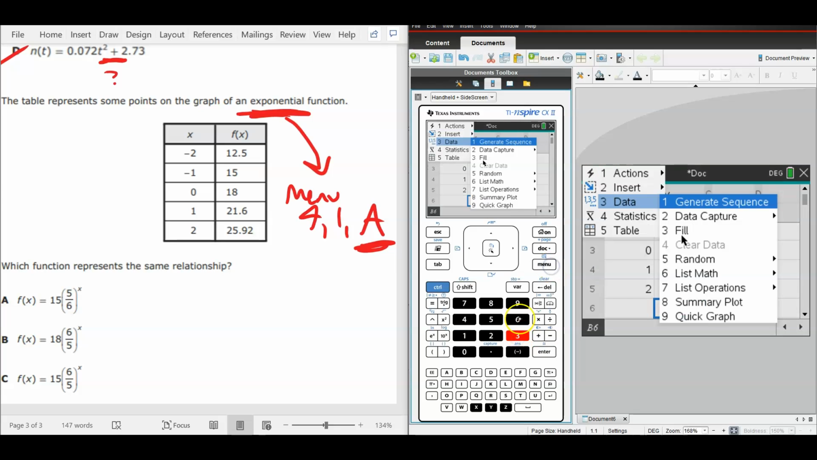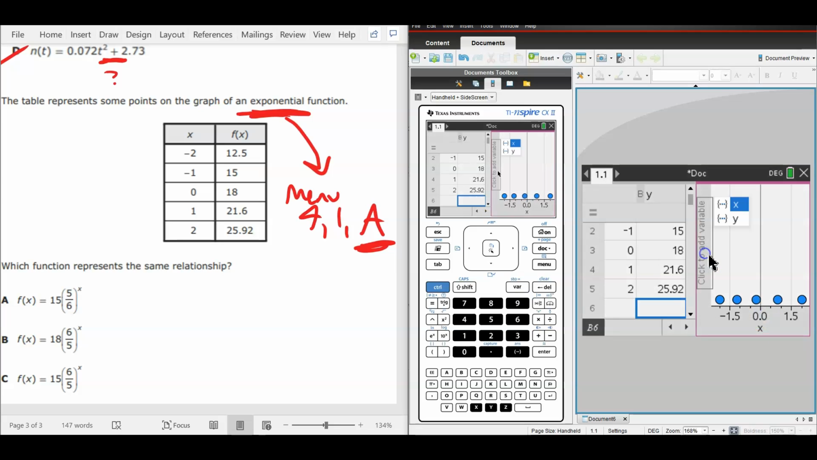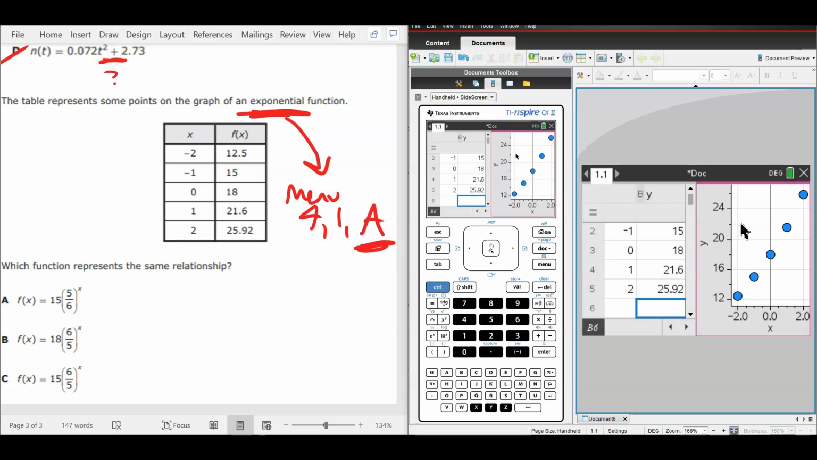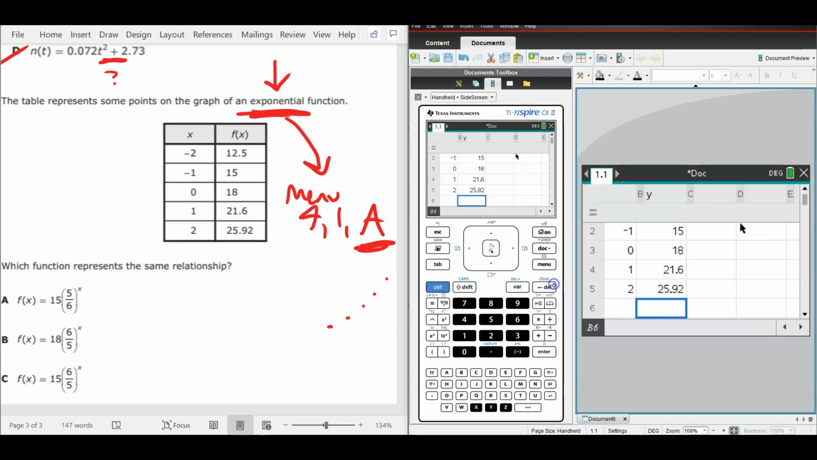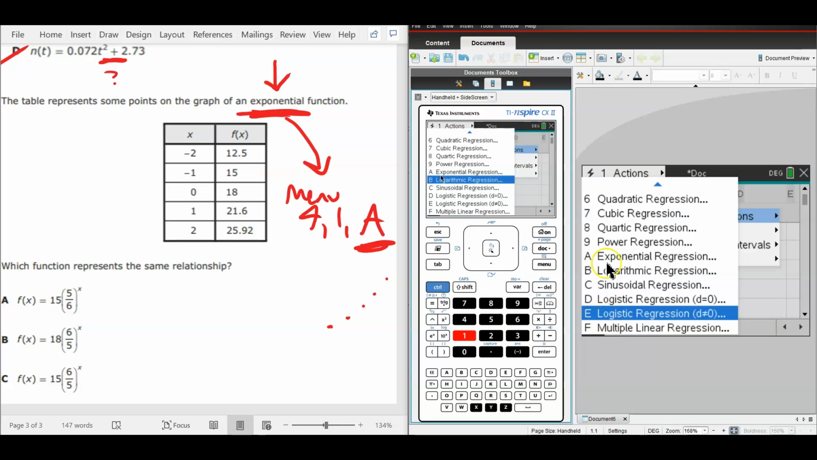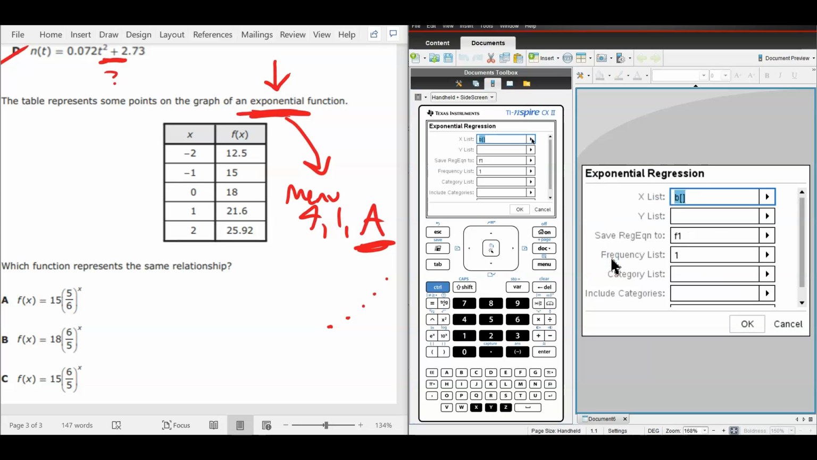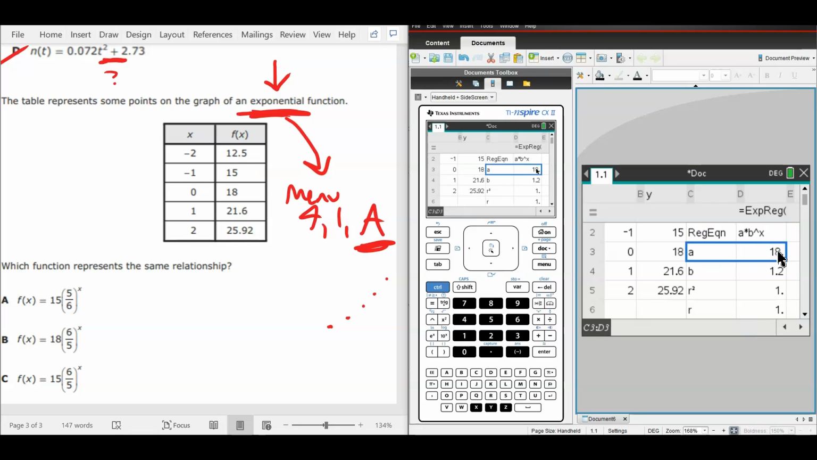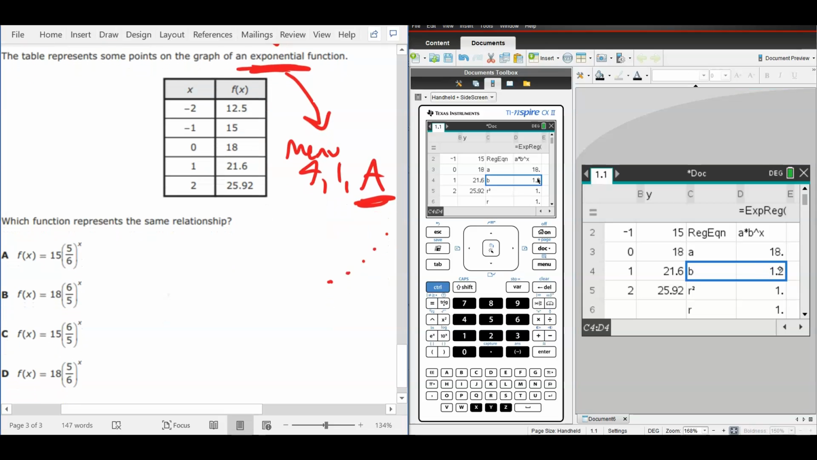I could do menu 3.9, take a look at the scatter plot. That one kind of looks linear, but it's a slight curve. So if it tells you it's exponential, then you believe it. Control K, delete that stuff. And let's get a menu 4.1. Exponential is down here, letter A. X has to be X, Y has to be Y. And our A value is 18. Our B value is 1.2.